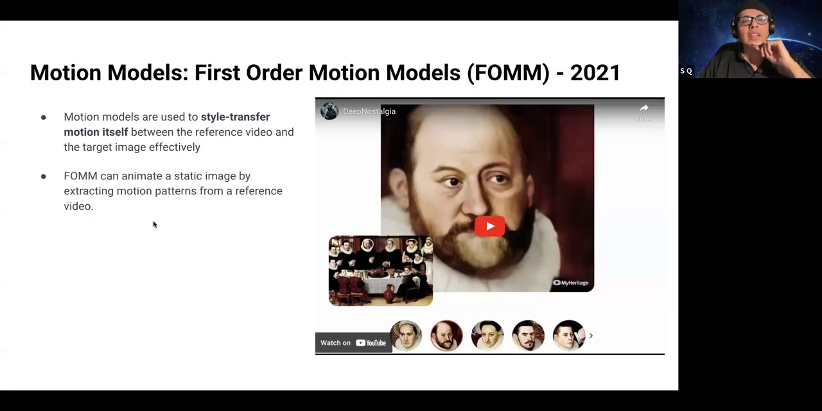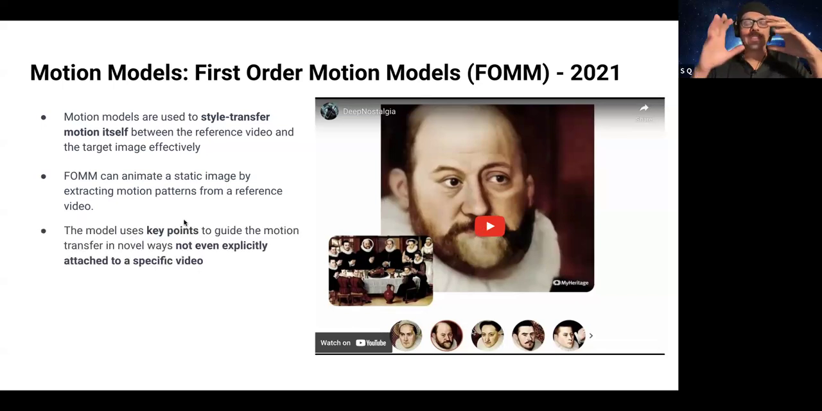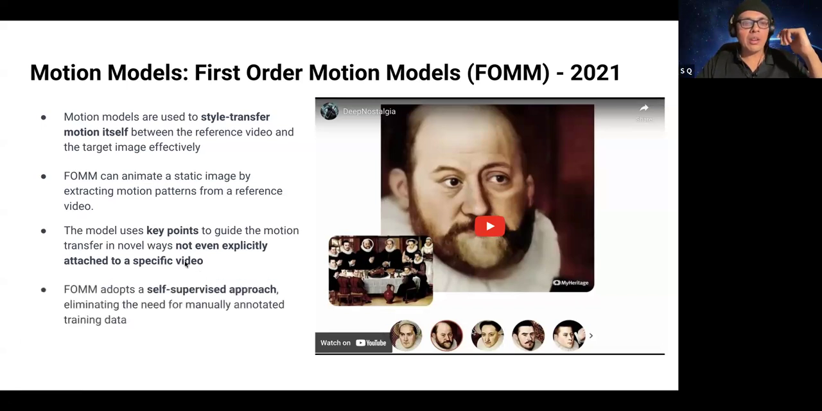And the example I'm going to show you is from MyHeritage. You take an image, any image. I took an image of a 15th century family. I literally looked on Google, took a 15th century family image and applied this here. What you do is that it essentially uses those key points we talked about to guide the motion transfer in novel ways, not even explicitly attached to a video. So I can make something where who knows where the motion came from, I can turn it into something completely different. And again, this is a self-supervised kind of approach. We won't go too deep into what that is, but I'll just rather show you the demo.